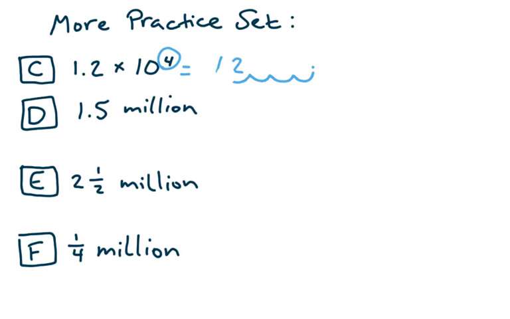We'll erase this one, we hope. And we'll add zeros for placeholders. So we come up with 12,000. You know I love my commas. All right, D, 1.5 million.